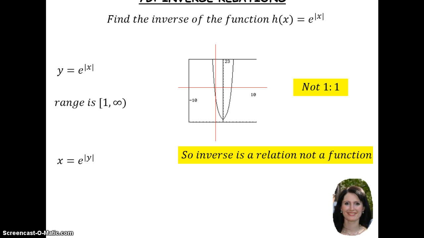So we swap around x and y, and we solve for y. And notice that when we have the modulus of y, to undo that, we end up with plus or minus log e of x. And we've got to have that x is greater than or equal to 1.